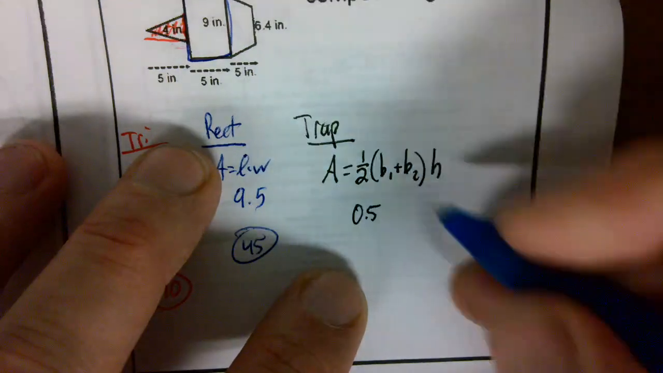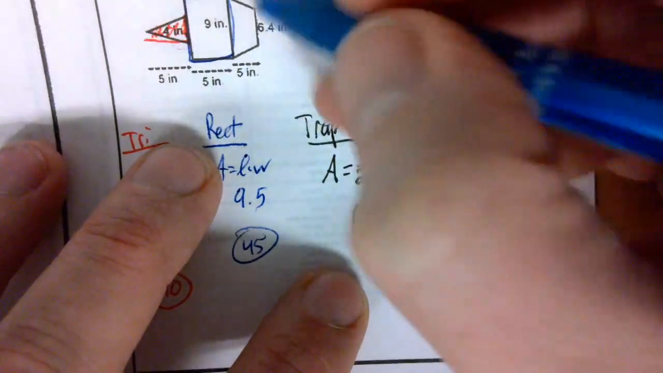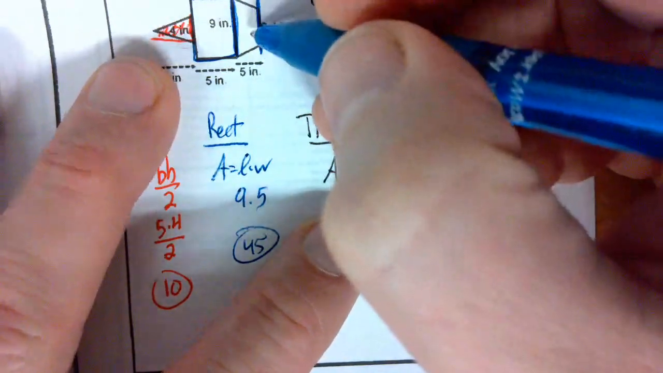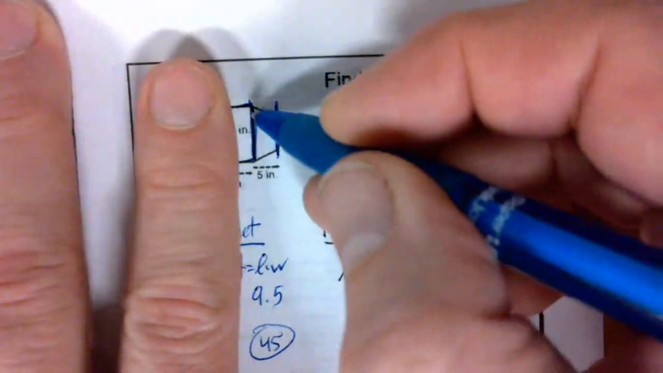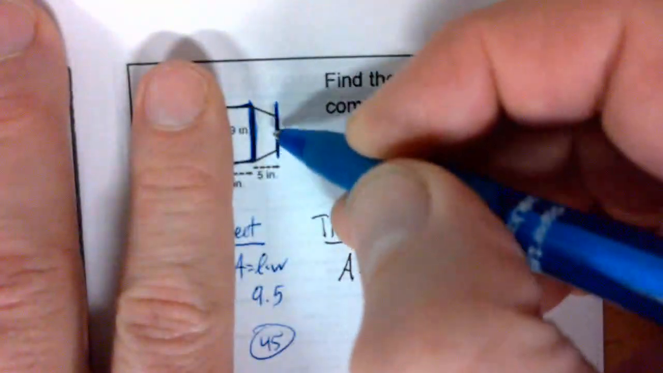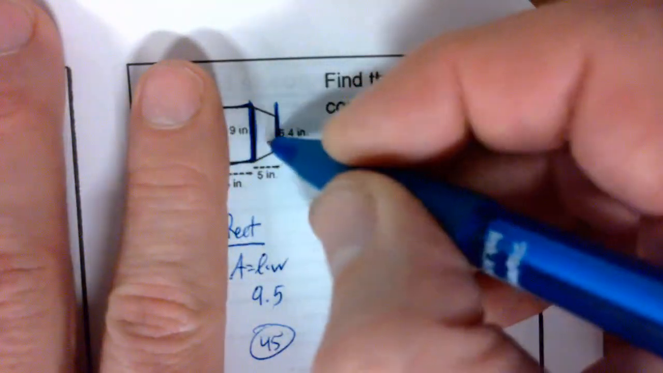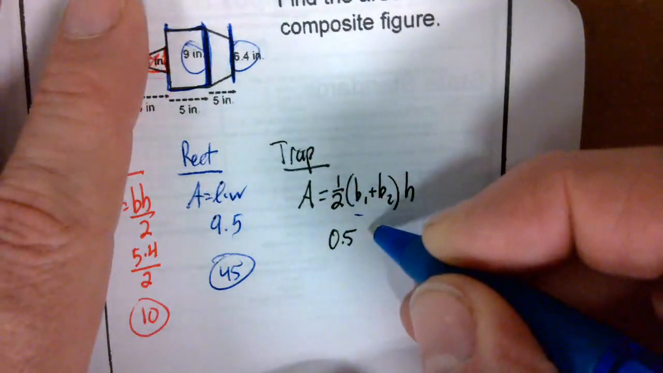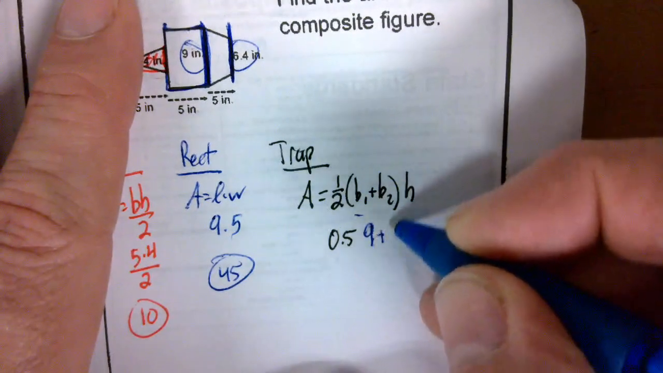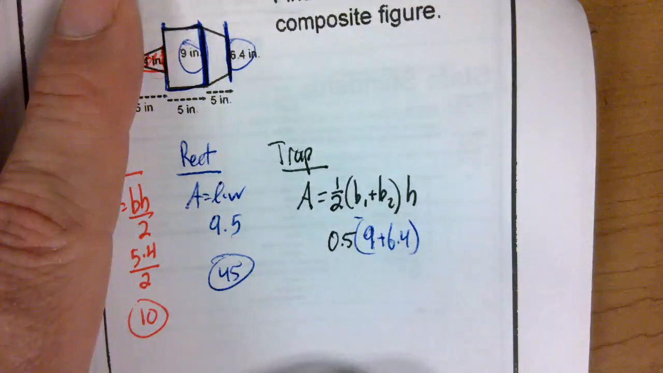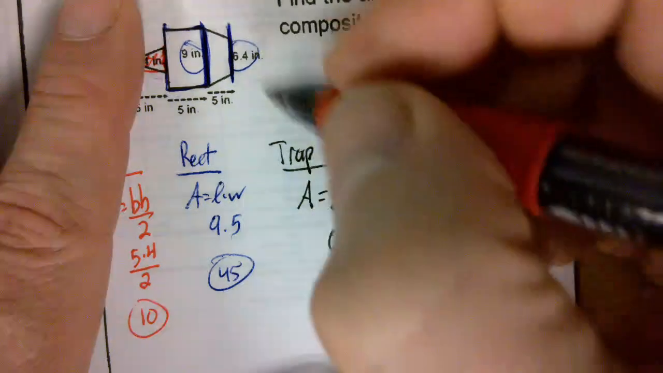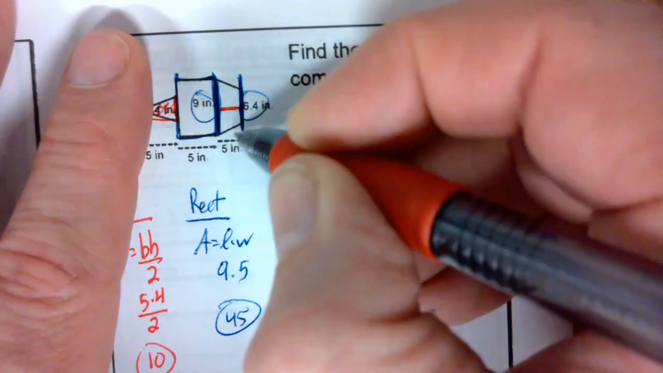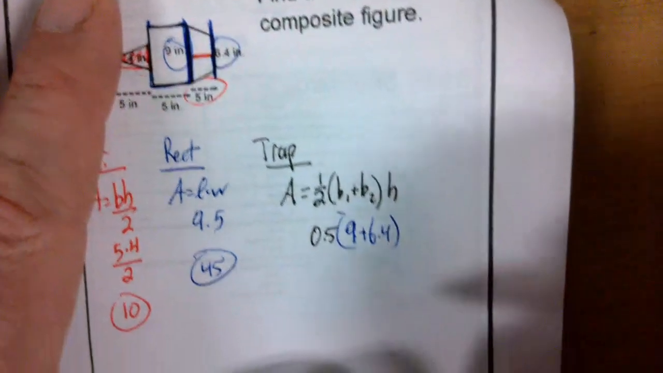And so what we're going to do then is add the base 1. We're looking for the parallel sides, the sides that will never, ever touch. So these sides here are never going to touch. So we need to take those as our bases, as 9 and 6.4. So 9 plus 6 and 4 tenths. And then we need to take that times our height, the distance between those two parallel bases, well, that's 5.